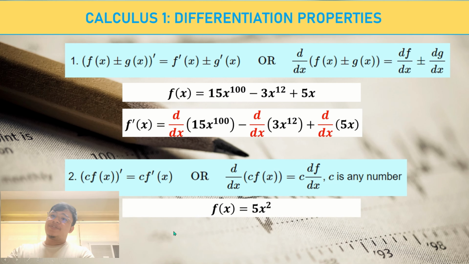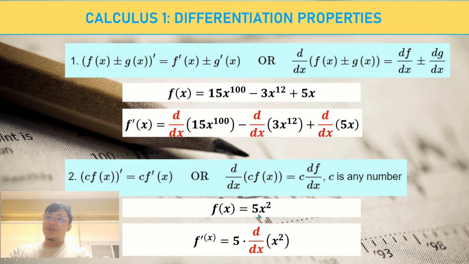Say for example, we have the function f of x is equal to 5x squared. In this case, according to the second property of differentiation, any constant can be factored out, so we don't consider it in the differentiation. We factor out this constant number 5 and then we simply derive the one with the variable. Okay? So ito ang ibig sabihin ng properties na ito. You can factor out any constant.